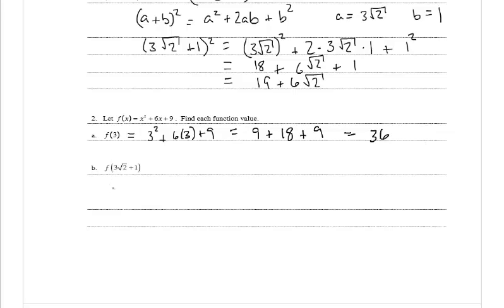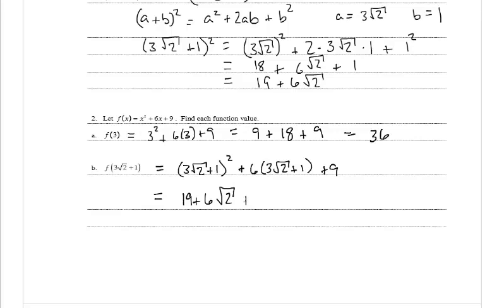In B, we have the function evaluated at 3 times the square root of 2 plus 1, and that is equal to 3 times the square root of 2 plus 1 squared plus 6 times 3 square root of 2 plus 1 plus 9. And now we saw above that 3 times the square root of 2 plus 1 squared is equal to 19 plus 6 square root of 2. So we're going to move that down here.